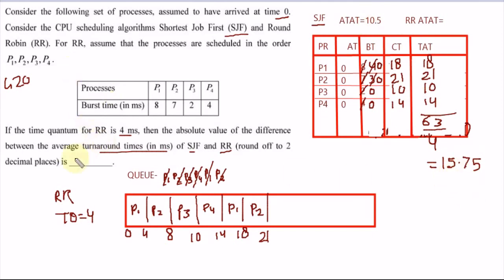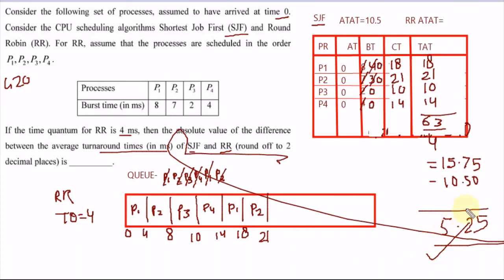What we need to tell is the difference between the average turnaround times, in ms, rounded off to 2 decimal places. So this will be 15.75 minus 10.5, which is 5.25. So this is the correct answer: 5.25.